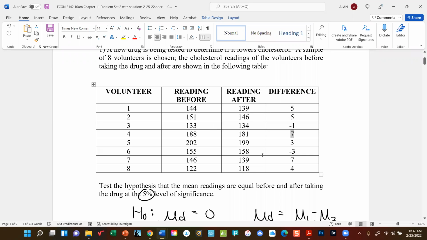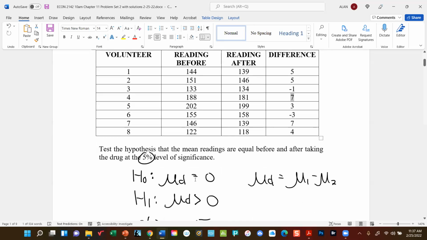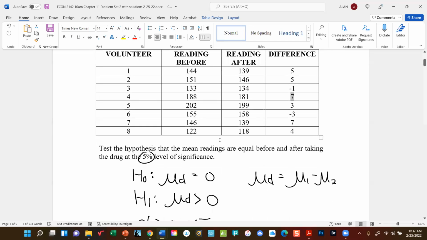So if that's the case, the drug company has an interest in finding positive differences because positive differences are an indication that the drug is working. But they don't want to go out and market this drug unless they have strong evidence that it's actually working. So to be conservative, we're going to set up the null to be the mean difference is 0, but the alternative, which is in this case what we're hoping to find, is that the mean difference is positive, because positive difference in this case means the drug is working. Does that make sense? Yeah, it does.